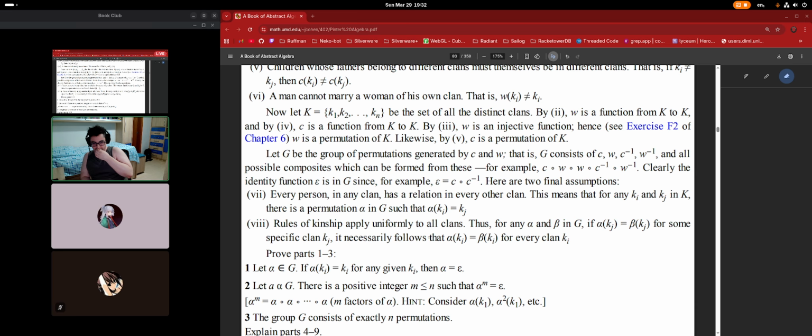Rules of kinship apply uniformly to all clans. Thus, for any alpha and beta in G, if they are the same for some specific clan Kj, it necessarily follows that everybody must have that relationship available as well. And like the equality also spreads, right? So if the relation alpha and the relation beta are the same for a particular clan, all the other clans must obey that. Which is also weird, right? This is also very weird.